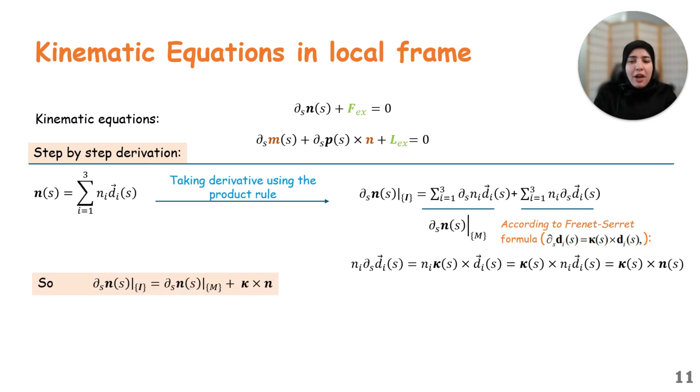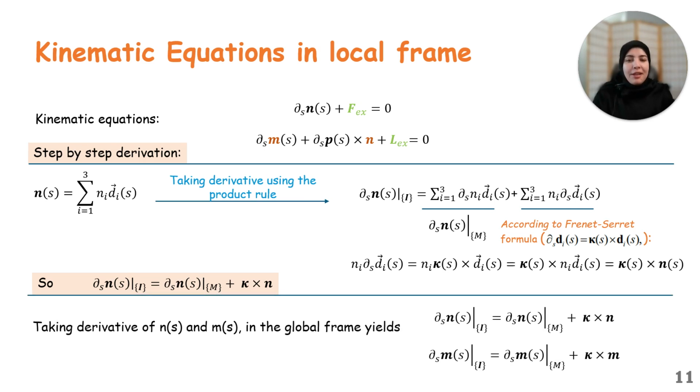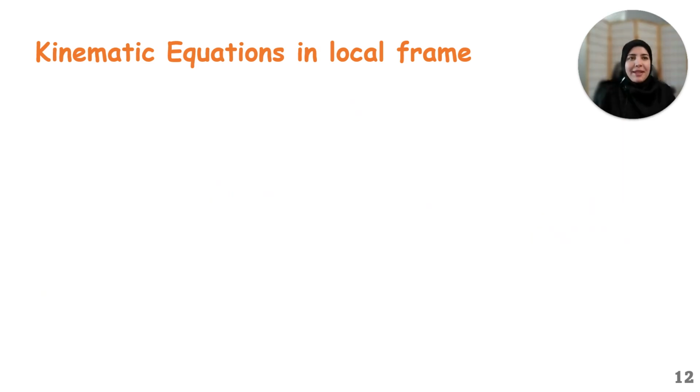So the derivative of the internal force in the global frame with respect to s equals the derivative of the internal force in the local frame plus the cross product of the curvature vector with the internal force. The same applies to the moment vector as well. So taking the derivative of internal forces and moments in the global frame finally yields these two equations as you see here.